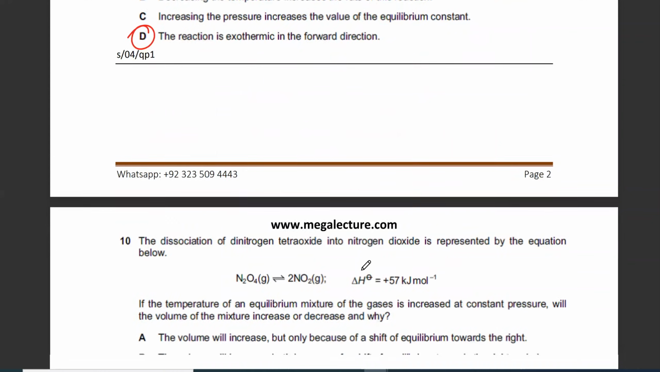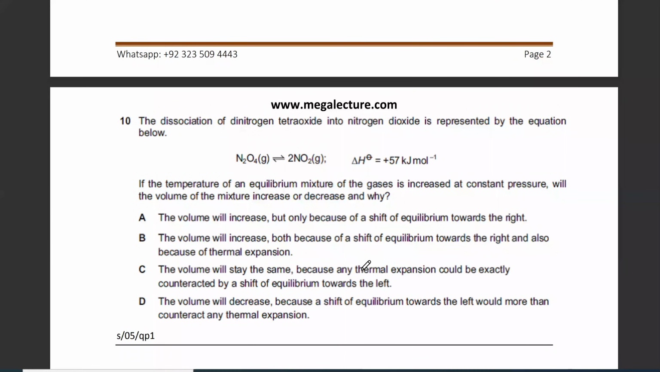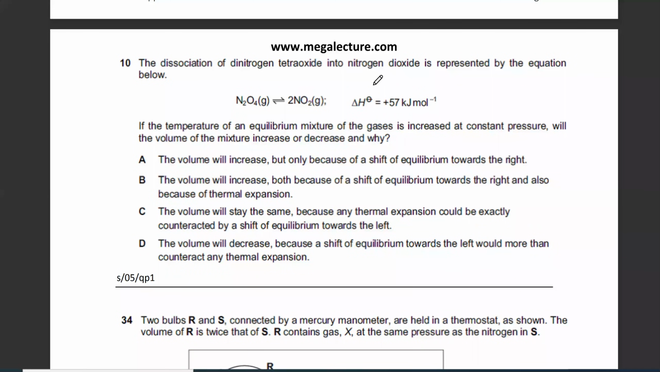Now, this one. Remember, enthalpy change is always given for the forward reaction. That means it's positive, so the forward is endo, and the backward is the one that's exo. Now the question is, if the temperature of an equilibrium mixture of gases is increased at constant pressure, will the volume of the mixture increase or decrease? So read the statement. If you increase temperature, which reaction would be favored, exo or endo?